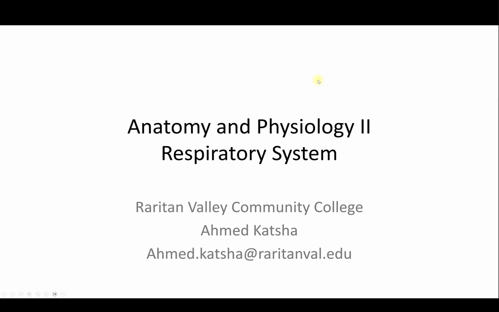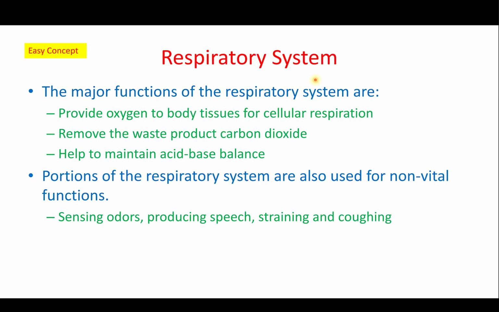In this chapter, we will talk about the respiratory system. And for general functions of the respiratory system, of course, the main one is gas exchange. So this is how we get oxygen for cellular respiration to burn glucose and get energy. Then we take out the waste products from this process, which is mainly carbon dioxide. And also we will see that it will help in the acid-base balance.